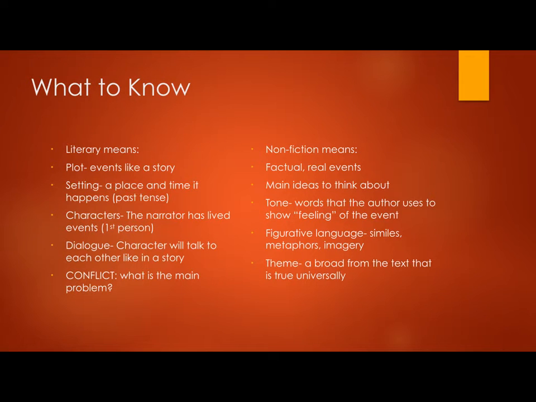Next, we're going to look at the tone. Tone are the words that the author uses to show what he or she is feeling about the events that they lived. So we'll point out what kind of words they use so that you know that the person that wrote it is the person that's actually feeling the emotions from what's going on in the story. Just like any other piece of literature that you read, there's going to be figurative language with similes and metaphors and imagery. So make sure that you're marking those like we do in the text.